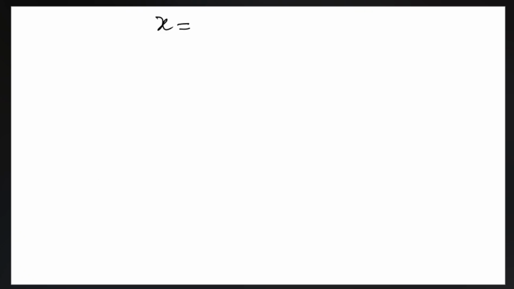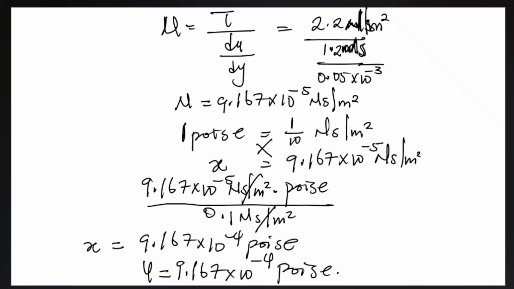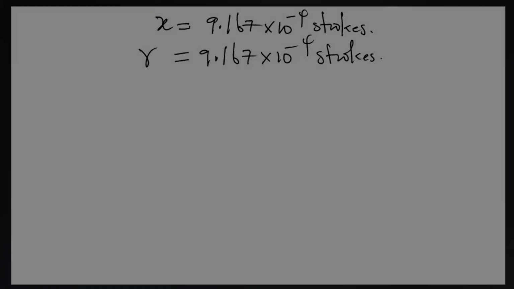So you finally have your X value. After doing your division, your X value will be equal to 9.167 times 10 raised to the power of minus 4 strokes. So the value for your kinematic viscosity will simply be 9.167 times 10 raised to the power of minus 4 strokes. So you've succeeded in calculating your dynamic viscosity, which is in poise, and your kinematic viscosity, which is in strokes.